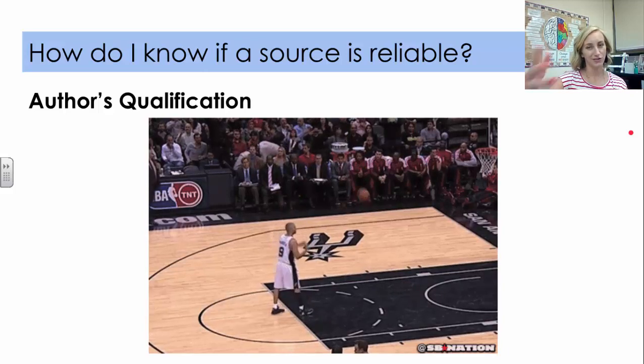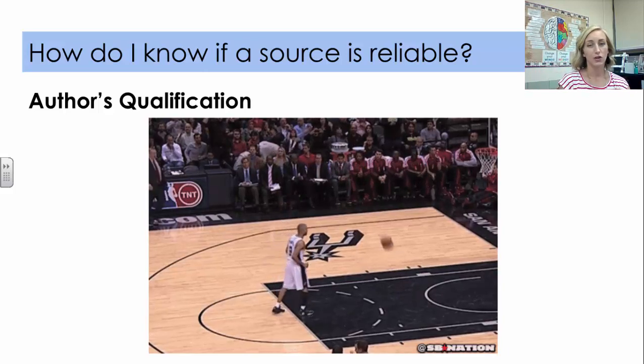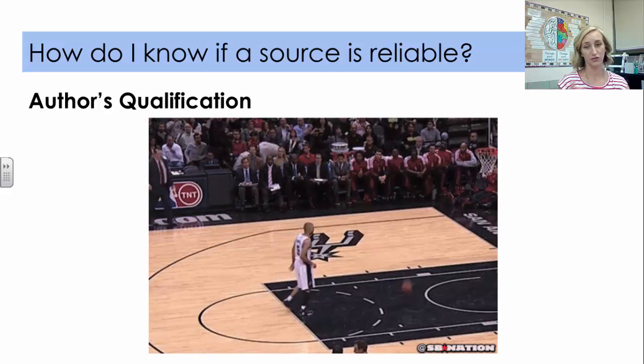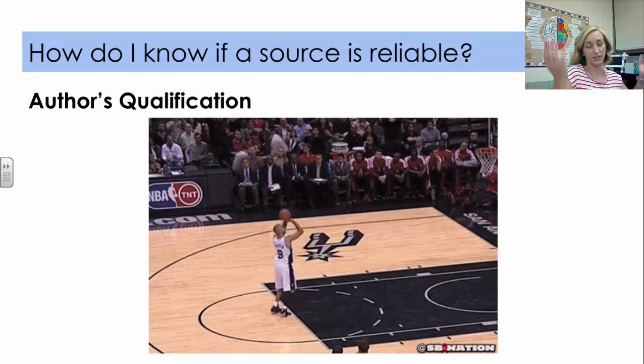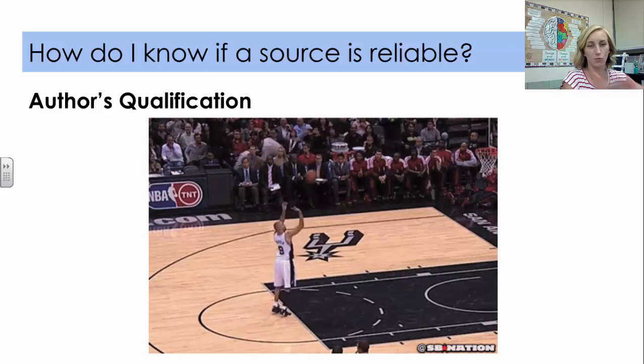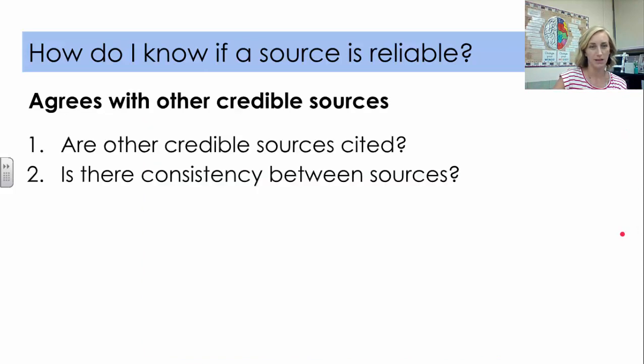Author's qualifications, and in your notes we ask this question of who are you going to ask for advice on your jump shot or your free throw shot? Are you going to ask a basketball player or a basketball coach or a science teacher that doesn't play basketball? I mean, one has credentials in basketball and the other does not, so that one's pretty self-explanatory. And then the last one being agrees with other credible sources. So are other credible sources cited, or are they just going off on a rant, right? They need to be using other credible sources. And is there consistency between sources?